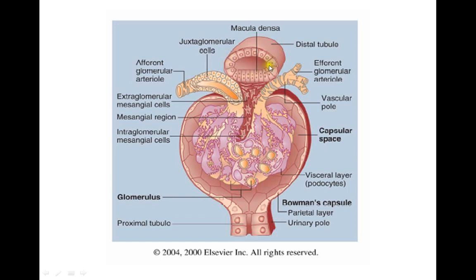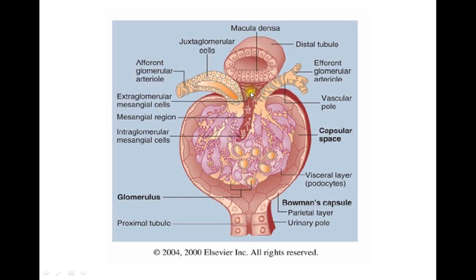Here is a part of thick ascending limb of loop of Henle, which comes near to the glomerulus and has special type of cells known as macula densa. So these cells are macula densa cells.